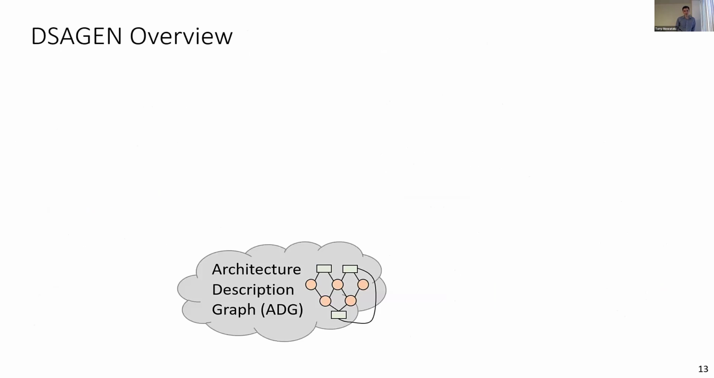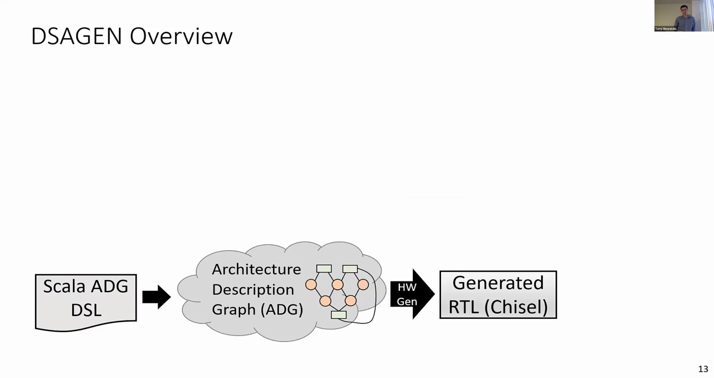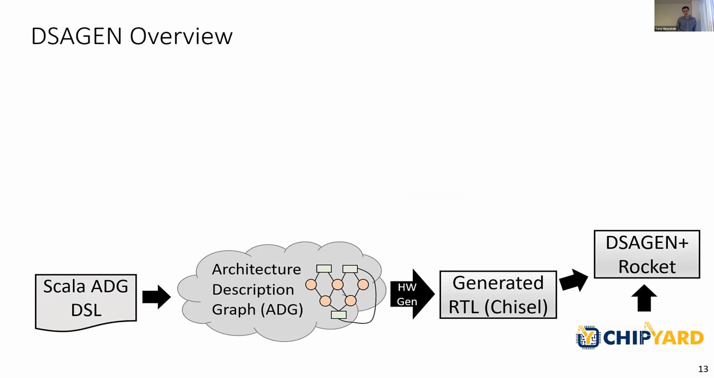Putting all this together, our framework, like I said before, has an architecture description graph at the heart of it. We have a few different ways to specify ADGs, but the one we'll teach you about is the Scala-based ADG, as well as a Scala-based DSL. From the ADG, we can run hardware generation to generate the low-level RTL, Chisel, and eventually Verilog. This is integrated with Chipyard, and we can produce a generated design integrated with the Rocket core from Chipyard and the other features of Chipyard.